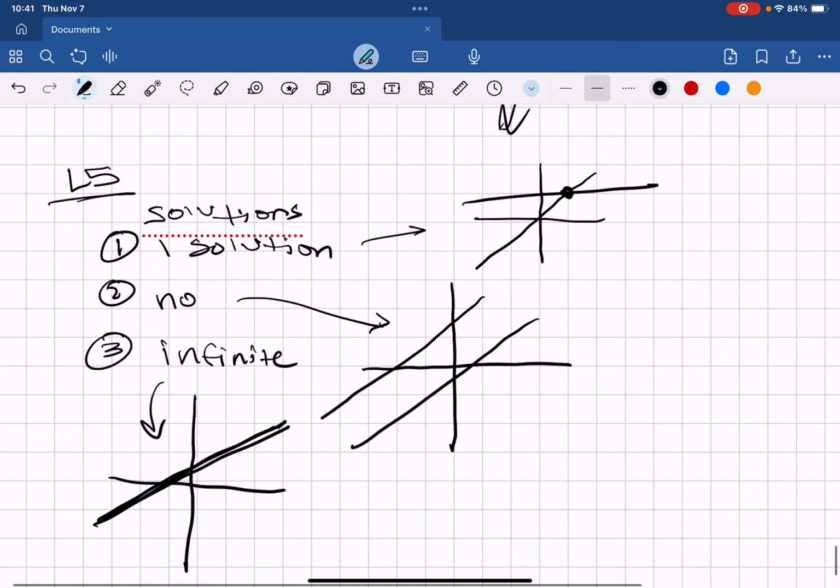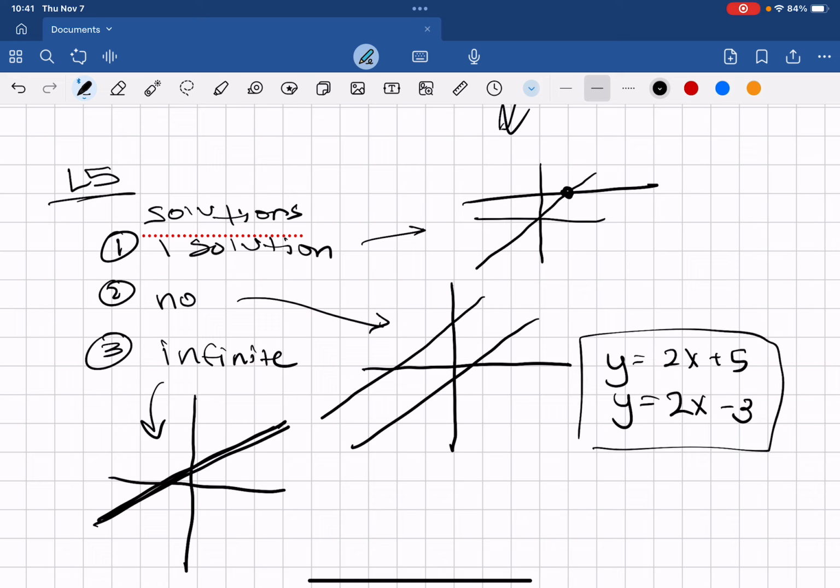A couple things we went over in class. A quick reminder on parallel lines: if you have y equals 2x plus 5 and y equals 2x minus 3, these two equations are going to be parallel, and you can see that just from their slope. They have the same slope, so they are never going to cross. Okay, so let me go through an example on this one.